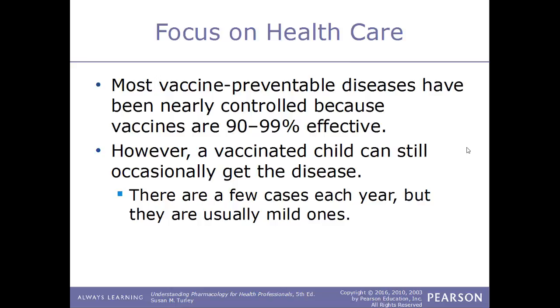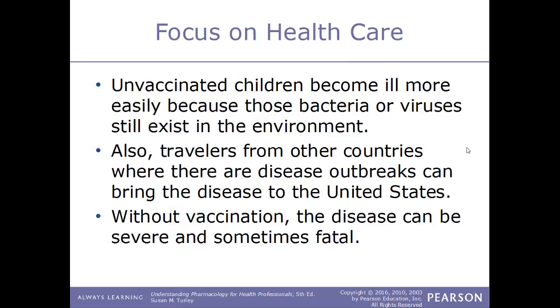Most vaccine-preventable diseases have been nearly controlled because vaccines are 90 to 99% effective. However, a vaccinated child can still occasionally get the disease. Now, there are only a few cases each year, but they are usually mild ones. Unvaccinated children become ill more easily because those bacteria and viruses still exist in the environment. Also, travelers from other countries where the disease outbreaks occur can bring the disease to the United States. And without vaccination, the disease can be severe and sometimes fatal. So vaccinations are a critical part of your health, both for you as an adult and your child. So it is important that these are kept up to date.